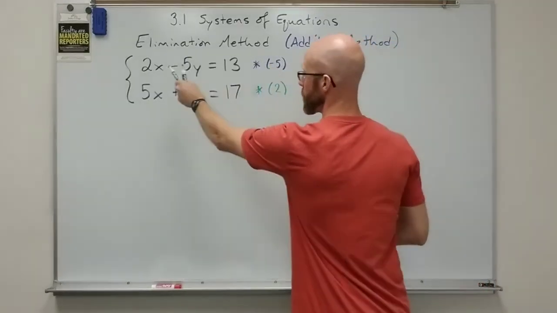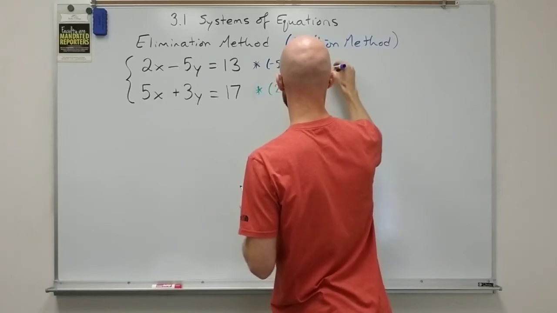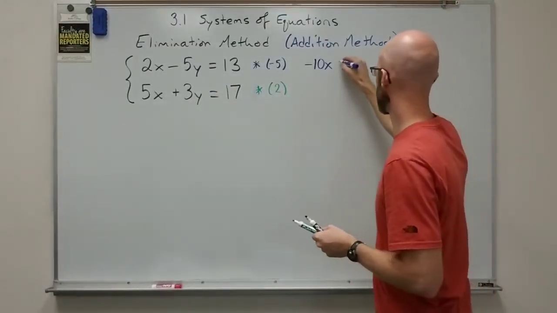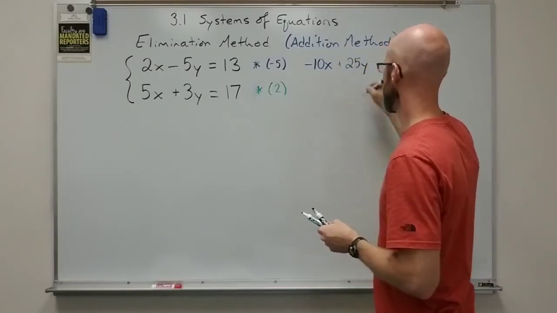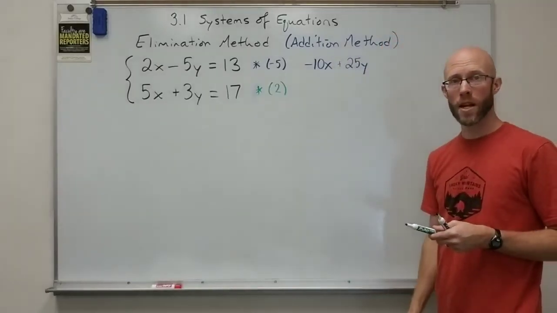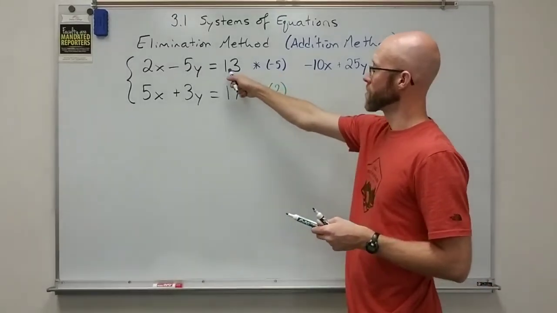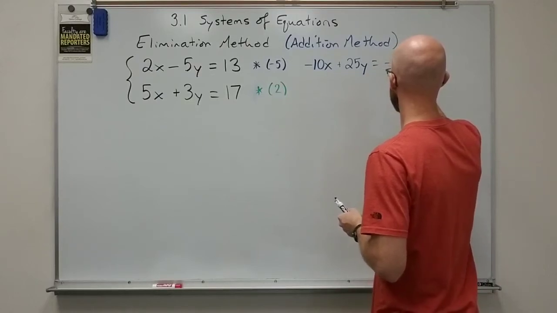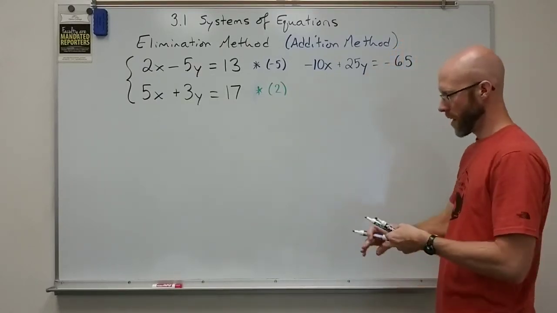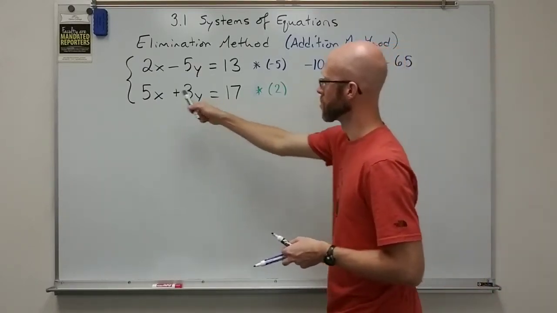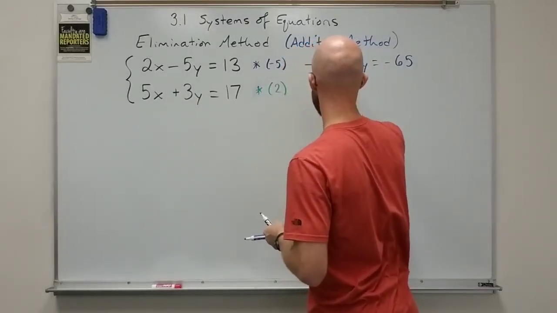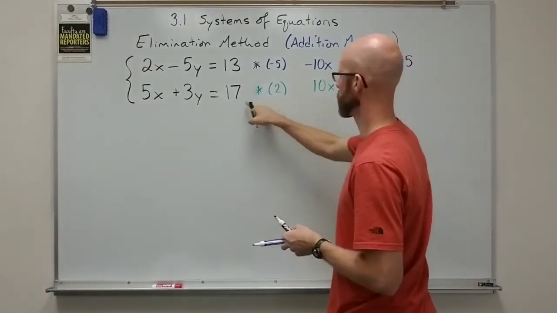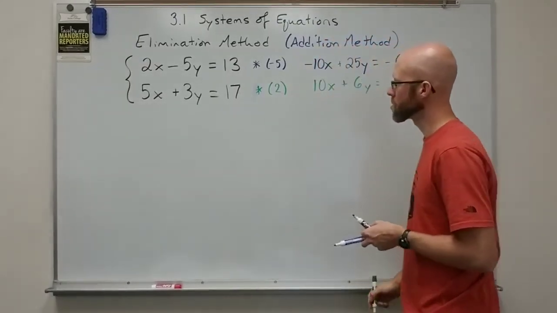So negative 5 times 2 is negative 10x. Negative 5 times negative 5 is positive 25y. Why? Okay, so you've got to remember that negative. The negative 5 times the 13 is negative 65. And then we distribute the 2. 2 times 5 is 10x. 2 times 3 is 6y. And 2 times 17 is 34.